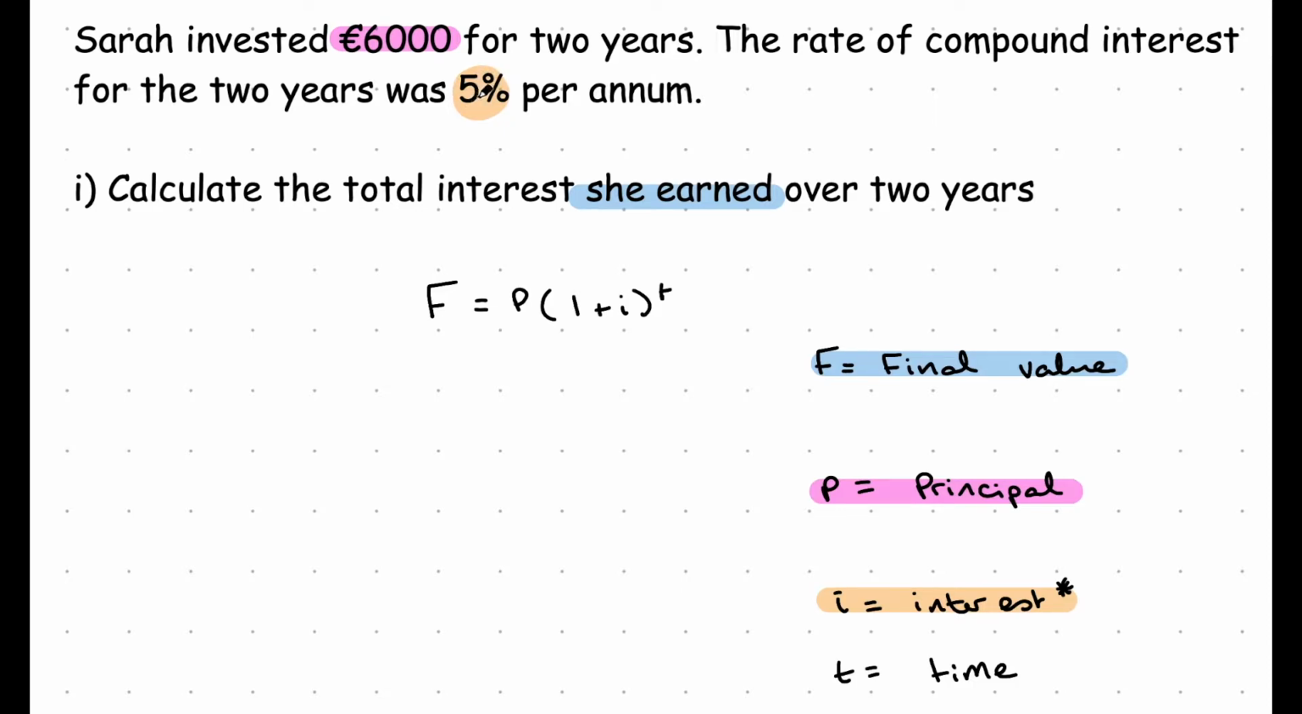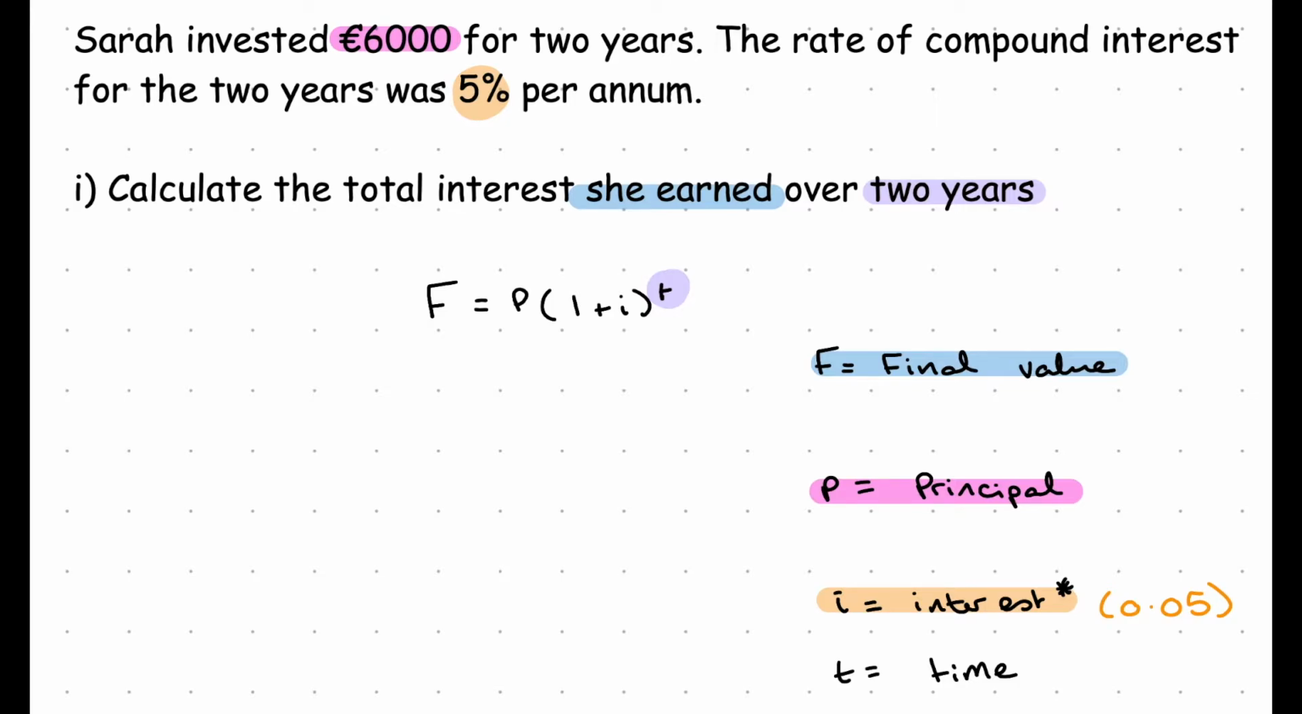which was 5%. Now remember, interest must be written as a decimal. So we're not going to be using 5%, we're going to be using the decimal form, which is 0.05. And finally we have time. How long is she investing it for? 2 years.